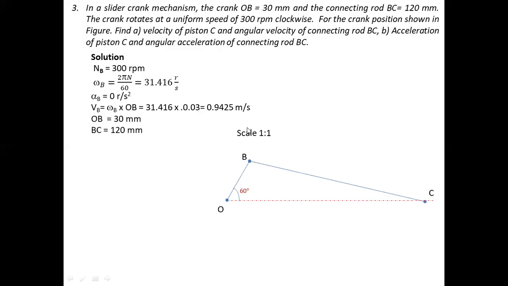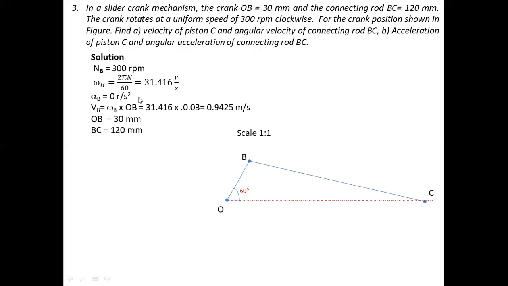We have to find the velocity of piston C, the angular velocity of the connecting rod, the acceleration of piston C, and the angular acceleration of the connecting rod. First we should know the angular velocity of the crank. Speed is 300 rpm, so you can calculate angular speed by considering 2 pi upon 60. So the speed of the crank will be 31.41 radian per second. Now the crank rotates with uniform speed, so acceleration will be 0.